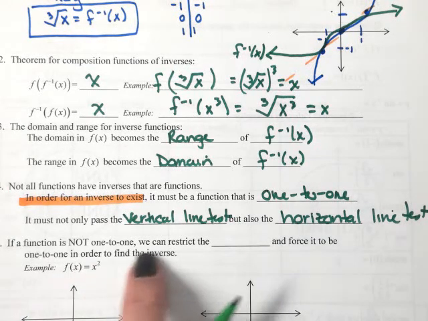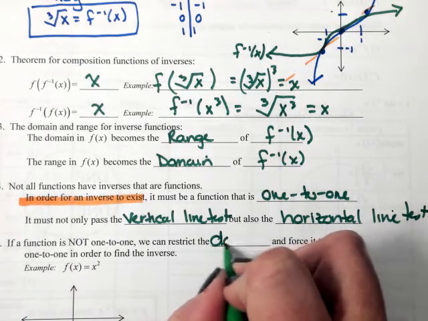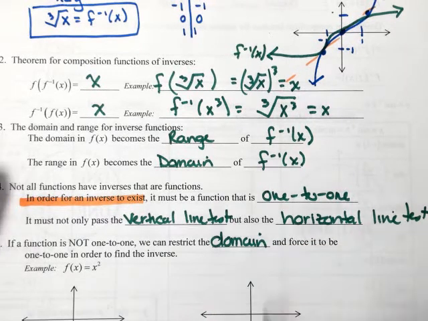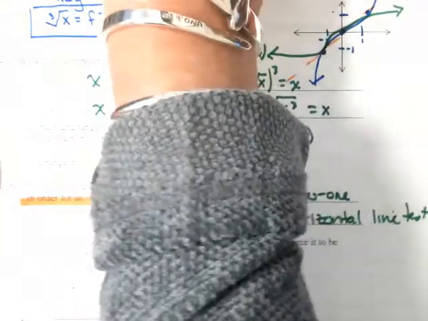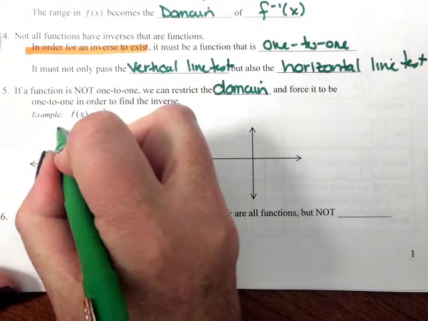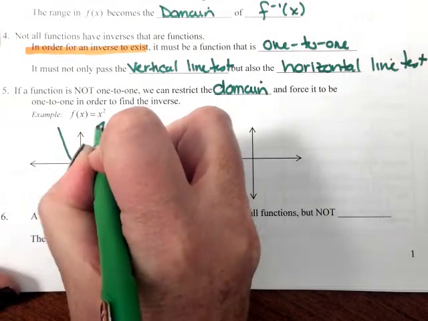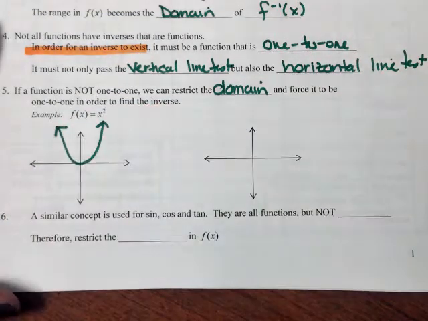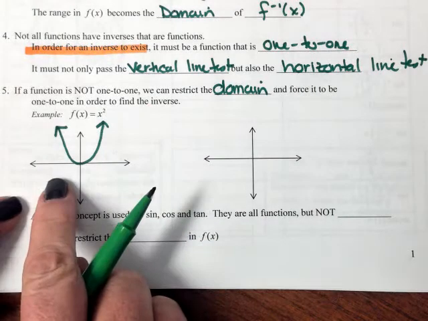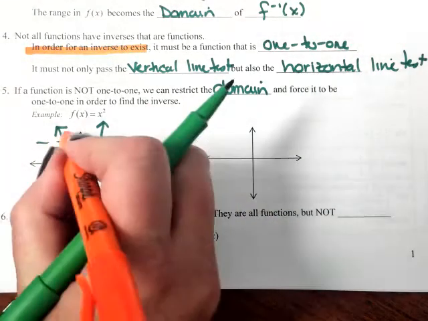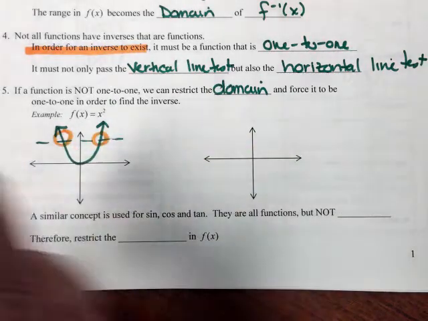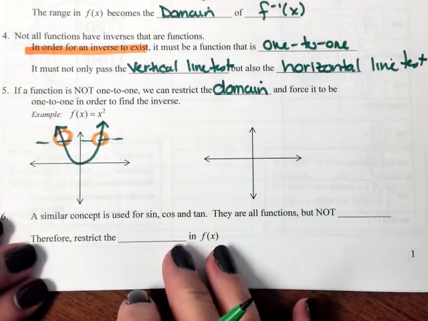Now, if a function is not 1 to 1, we can restrict the domain and force it to be a 1 to 1 function. For example, f of x equals x squared. If you take a look at the graph of x squared, it's just my parent quadratic function with the vertex at the origin. And you can clearly see it's not a 1 to 1 function. Notice it would fail the horizontal line test. That horizontal line intersects the graph at more than one point.